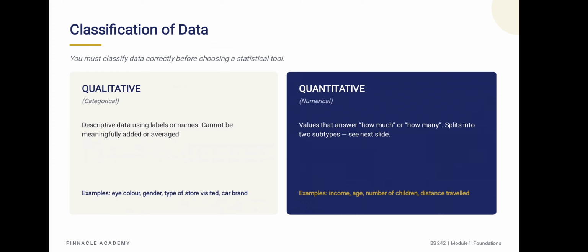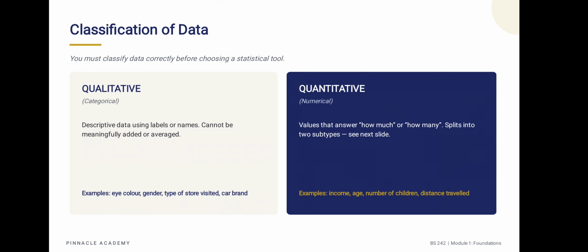Then we have quantitative data. Quantitative data, on the other hand, is numerical data that tells you how much or how many. This is data where the numbers genuinely mean something mathematically, and quantitative data itself splits further into two types, and this is where sometimes we tend to lose marks. So let's pay close attention to what it splits into.